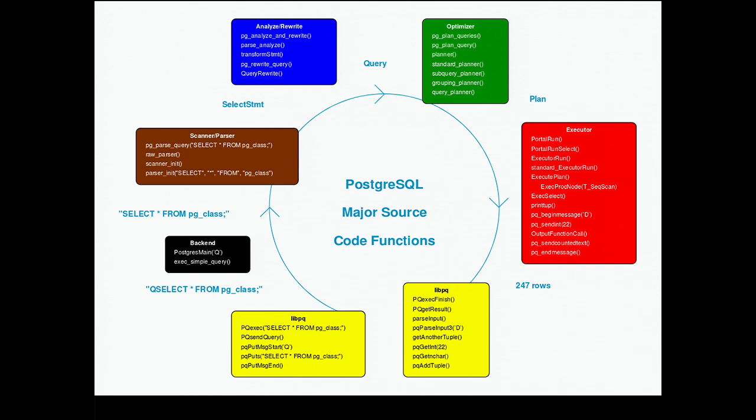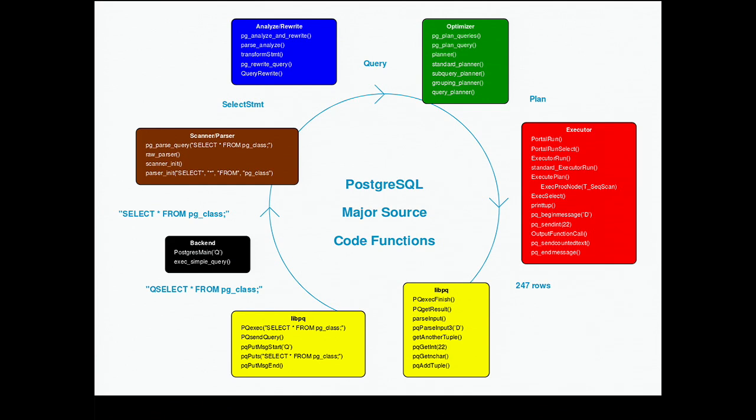This is the flowchart that I promised for you. And I think it does a good job of summarizing what we've talked about. So it's basically the same kind of flow that we saw in the previous example, except it actually has the C function names that the backend uses to actually do these things. Okay? So we start down here in yellow in libpq. We go up and around, and we end up back here in libpq.